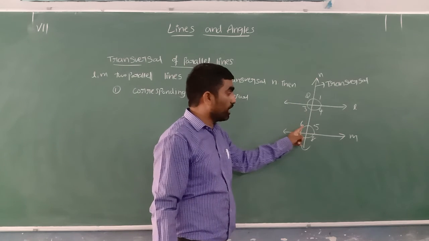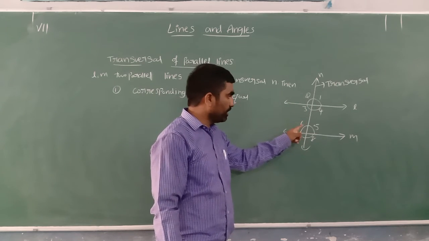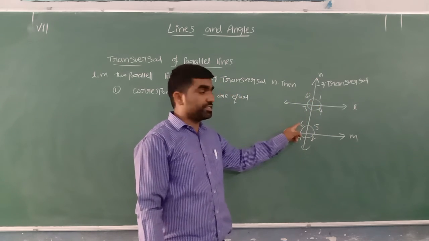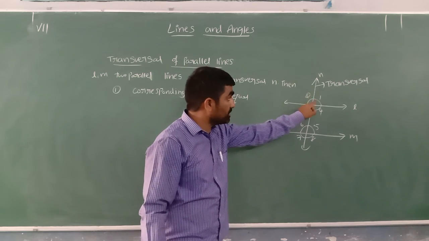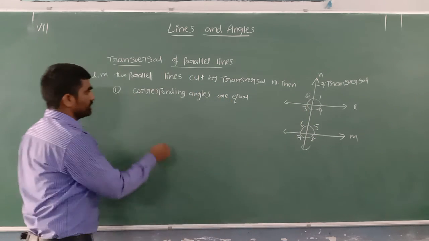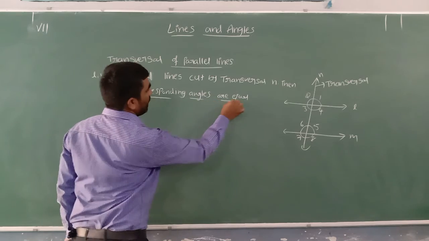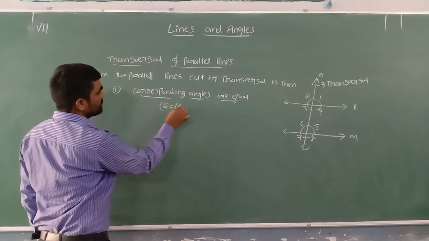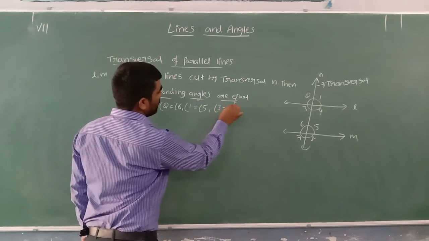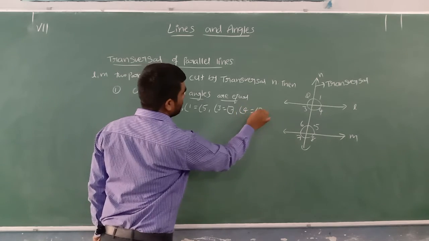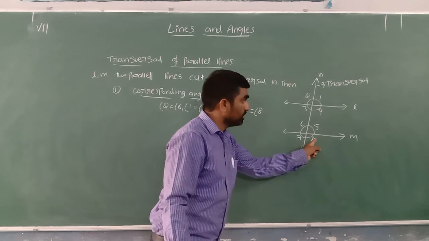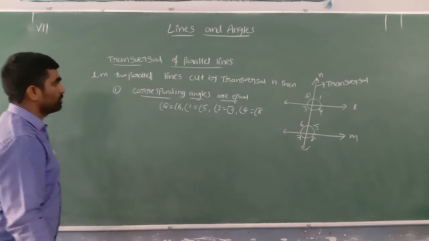Angle 2 and angle 6 are corresponding. Corresponding means one interior, one exterior, both on the same side of the transversal, and they are not adjacent. Angles 2 and 6 are in corresponding places: first line top left side, second line top left side. So angle 2 is equal to angle 6. Similarly, angle 1 is equal to angle 5, angle 3 is equal to angle 7, and angle 4 is equal to angle 8. These are called corresponding angles. 4 is first line bottom right, 8 is second line bottom right, so both are in corresponding places.